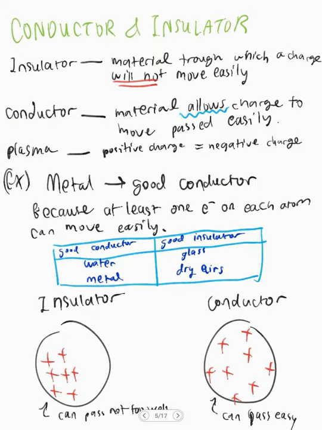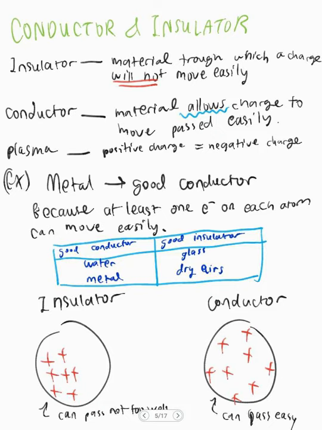Okay, so next one would be the conductor and insulator. The insulator is the material through which a charge will not move easily, and the conductor means the material that allows charge to move past easily. And the plasma is when the positive charge is equal to the negative charge. An example of a conductor is metal. It is a very good conductor because at least one electron on each atom can move easily.